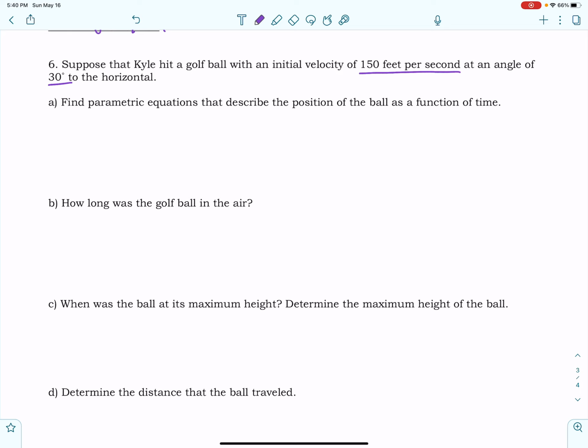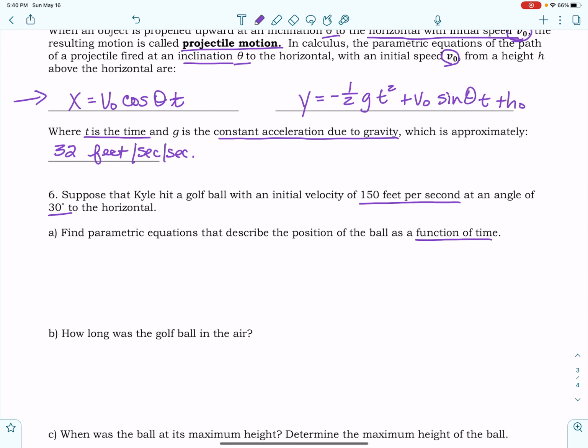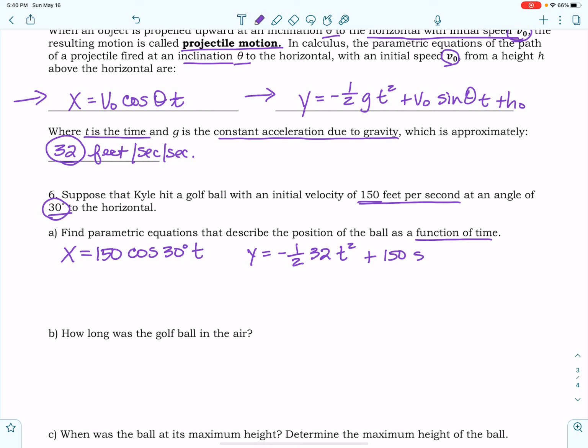Find parametric equations that describe the position of the ball as a function of time. So we are going to write this equation in context of the problem. So x is going to equal the initial velocity, which is going to be 150, times the cosine of 30 degrees times t, because I'm writing them as functions of time. Y is going to be equal to negative 1/2 g, well we know g, it's 32 all the time, times t squared plus initial velocity times the sine of 30 degrees times t.